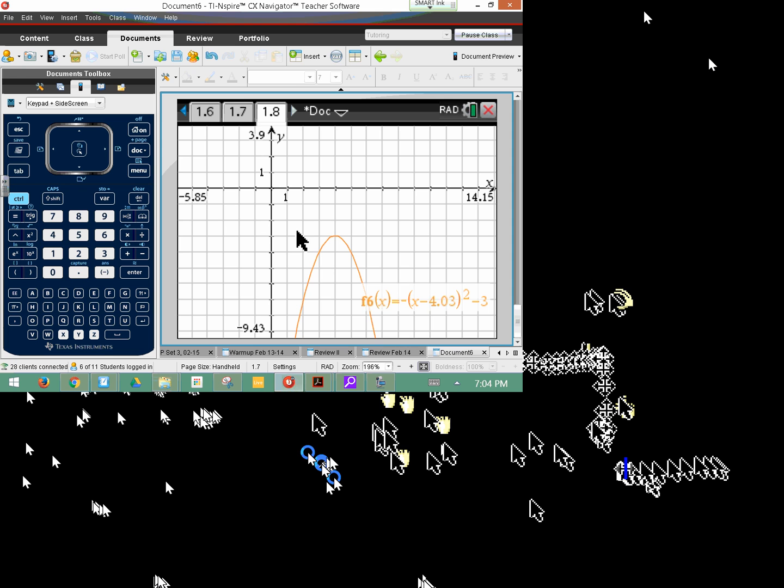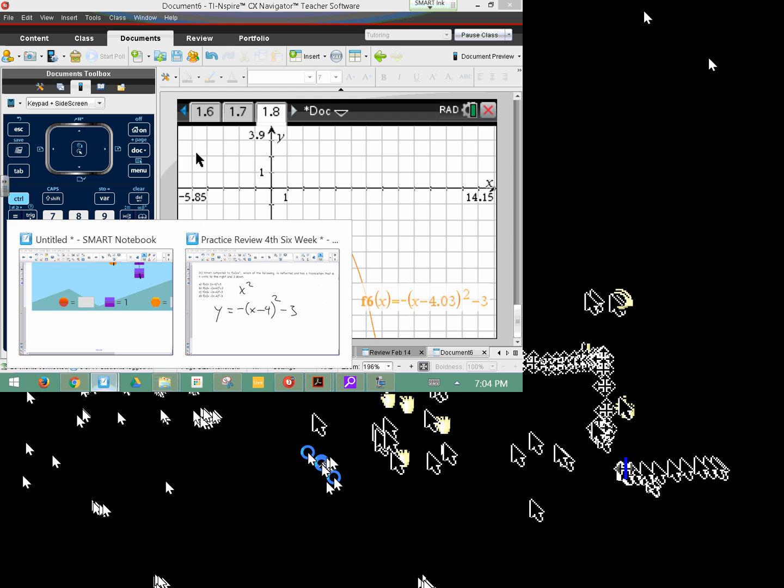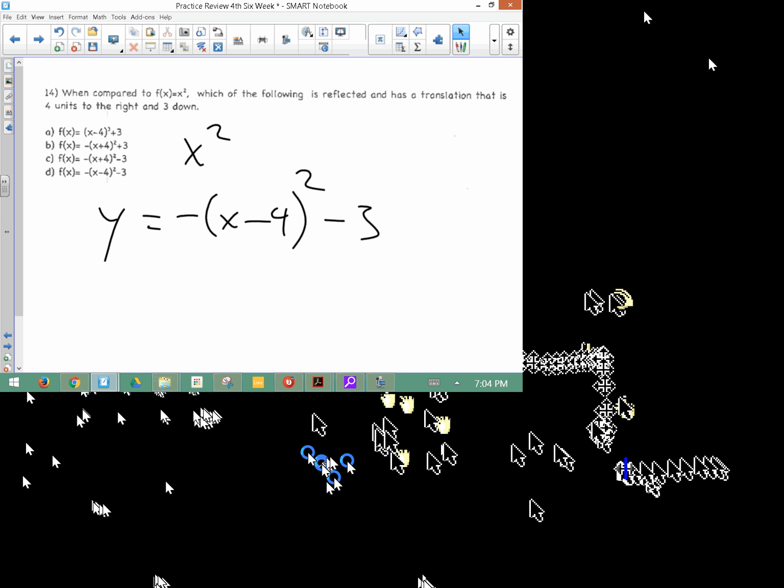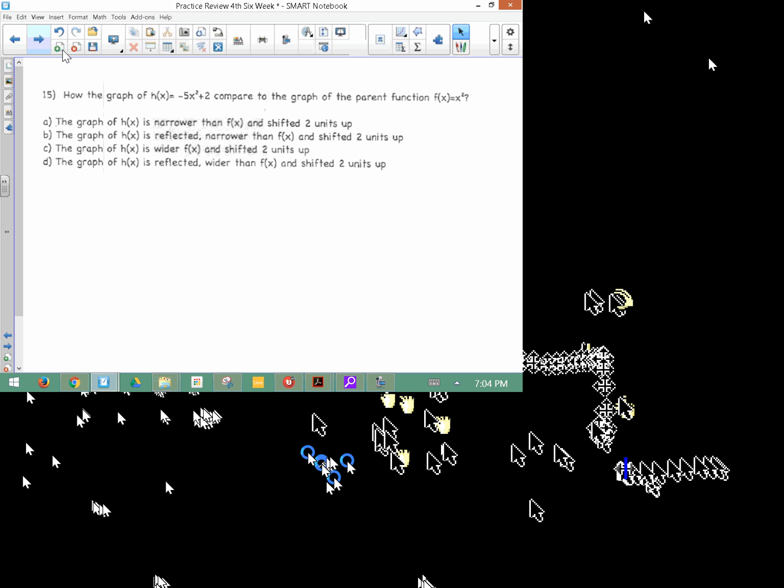So let's go here. All right. 4 units to the right and 3 down. So my answer there is D. And same thing with this one. Here, you'll discover that the graph is reflected. It's narrower because we're multiplying by -5, and it's moved up 2. So it's going to be narrow, reflected, and shifted 2 units up. The answer there is B.